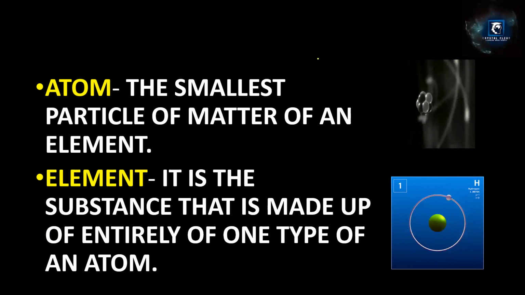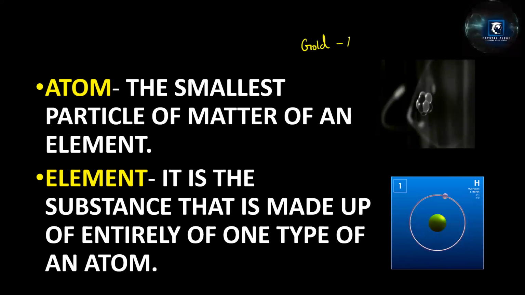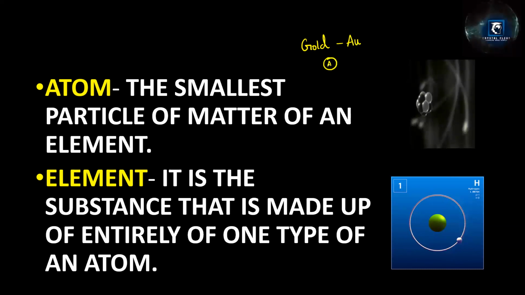Not clear? Come on, see like this. For example, gold. You take gold. The gold is nothing but aurum. It's a Latin term. Okay, and the symbol for gold is Au. And you can see this is a gold atom.